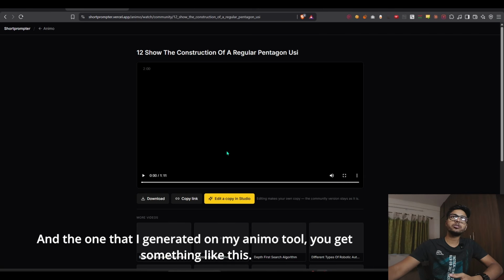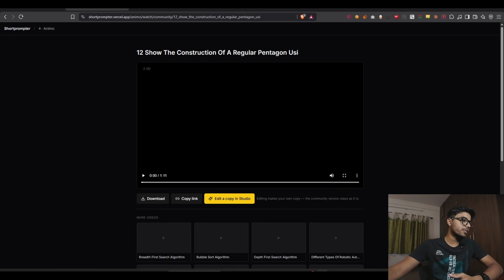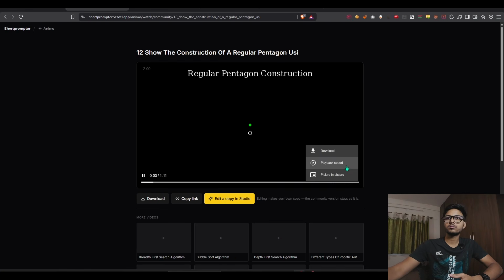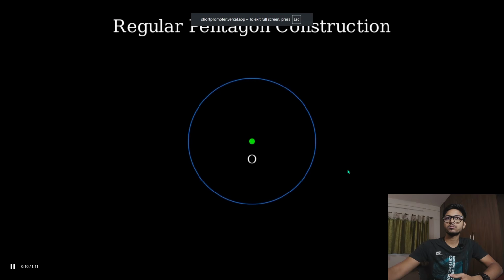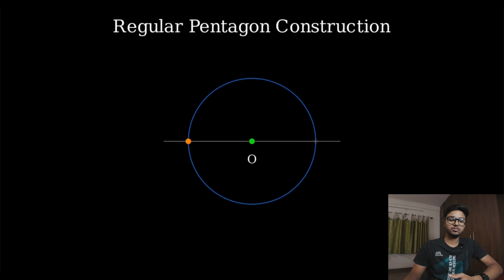And the one that I generated on my Animo tool, you get something like this. Let's construct a regular pentagon using only a compass and straight edge. We'll start with a blank canvas and draw our central point O. Now we draw a circle centered at O with a moderate radius. This will be our base circle C1. Draw a horizontal line through O, extending beyond the circle. The intersections with C1 are labeled A on the left and B on the right.